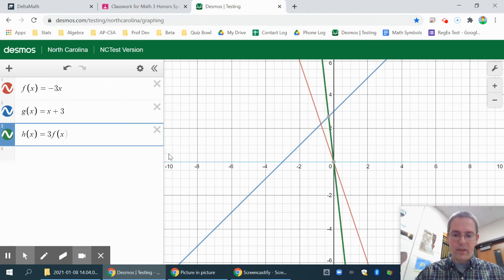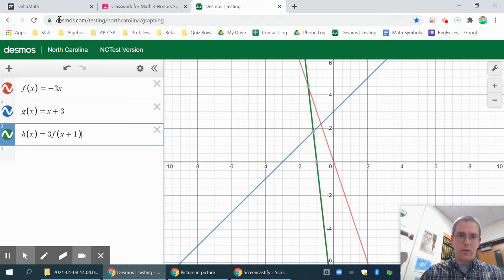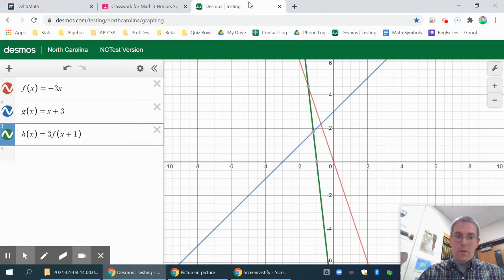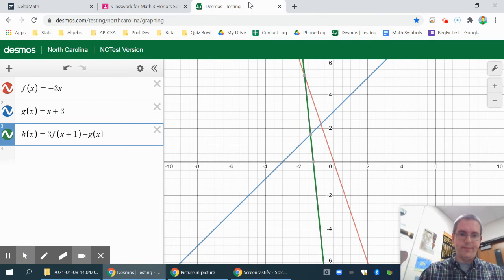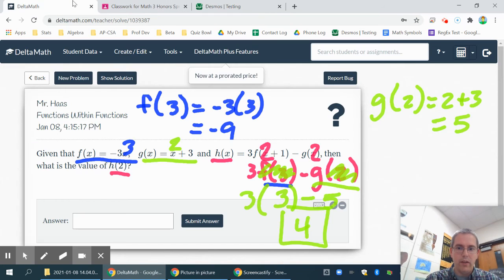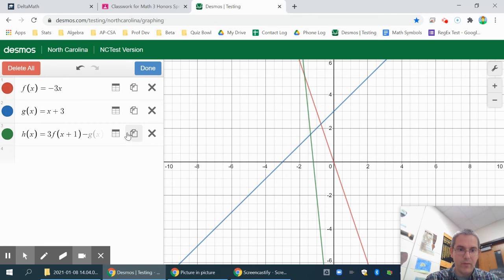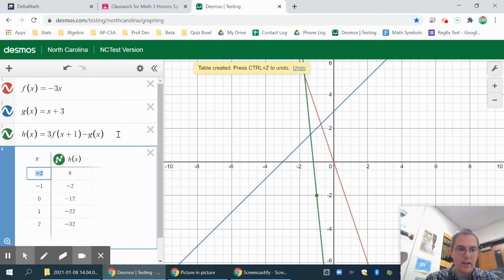It keeps graphing these things. You can kind of ignore the graphs. We don't need them too much for this problem, but you can look at them for fun. Minus g of x. Now, what I'm concerned about is h of x, and I'm looking for the value of h of x when it is equal to 2. So like we did before, I can turn on a table for h of x, and I can look for the value of 2, which gives me negative 32.